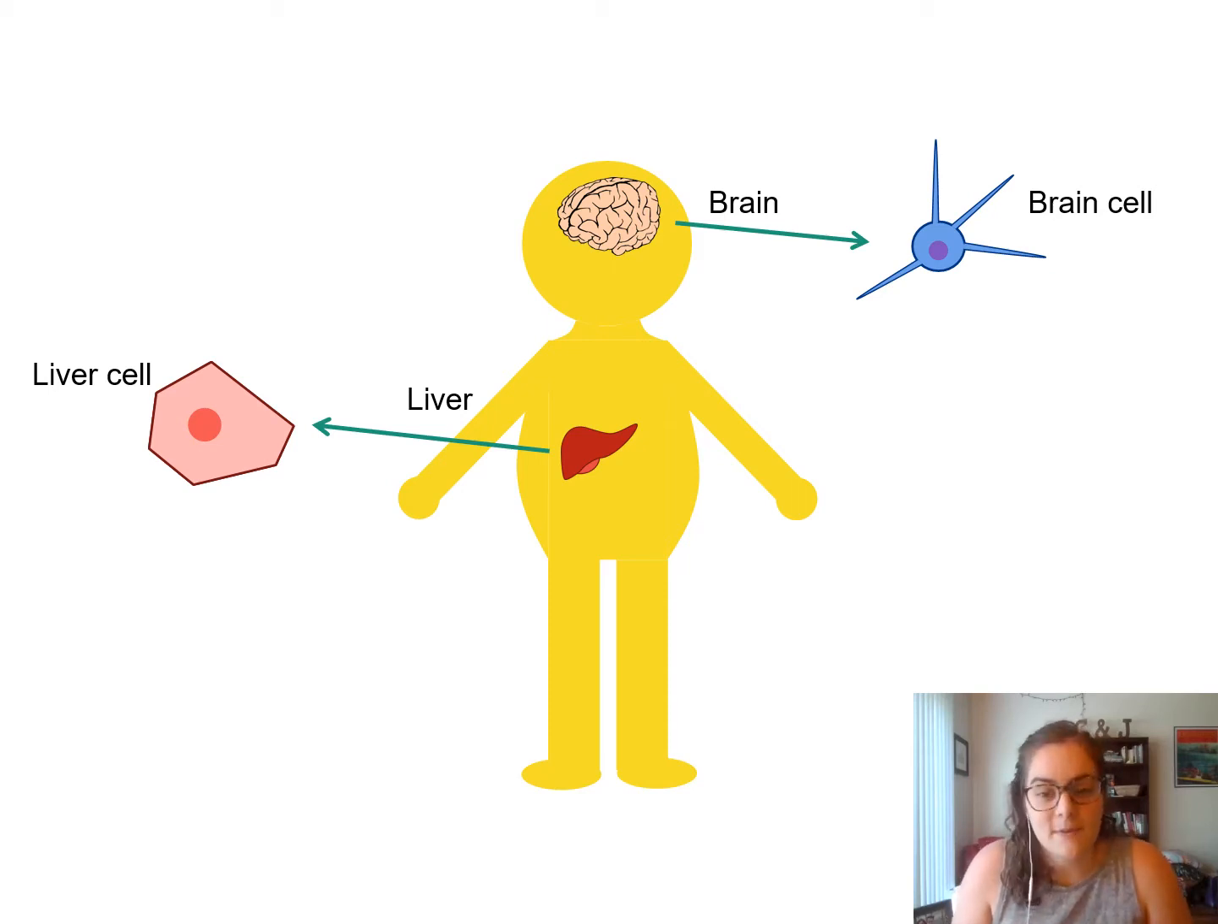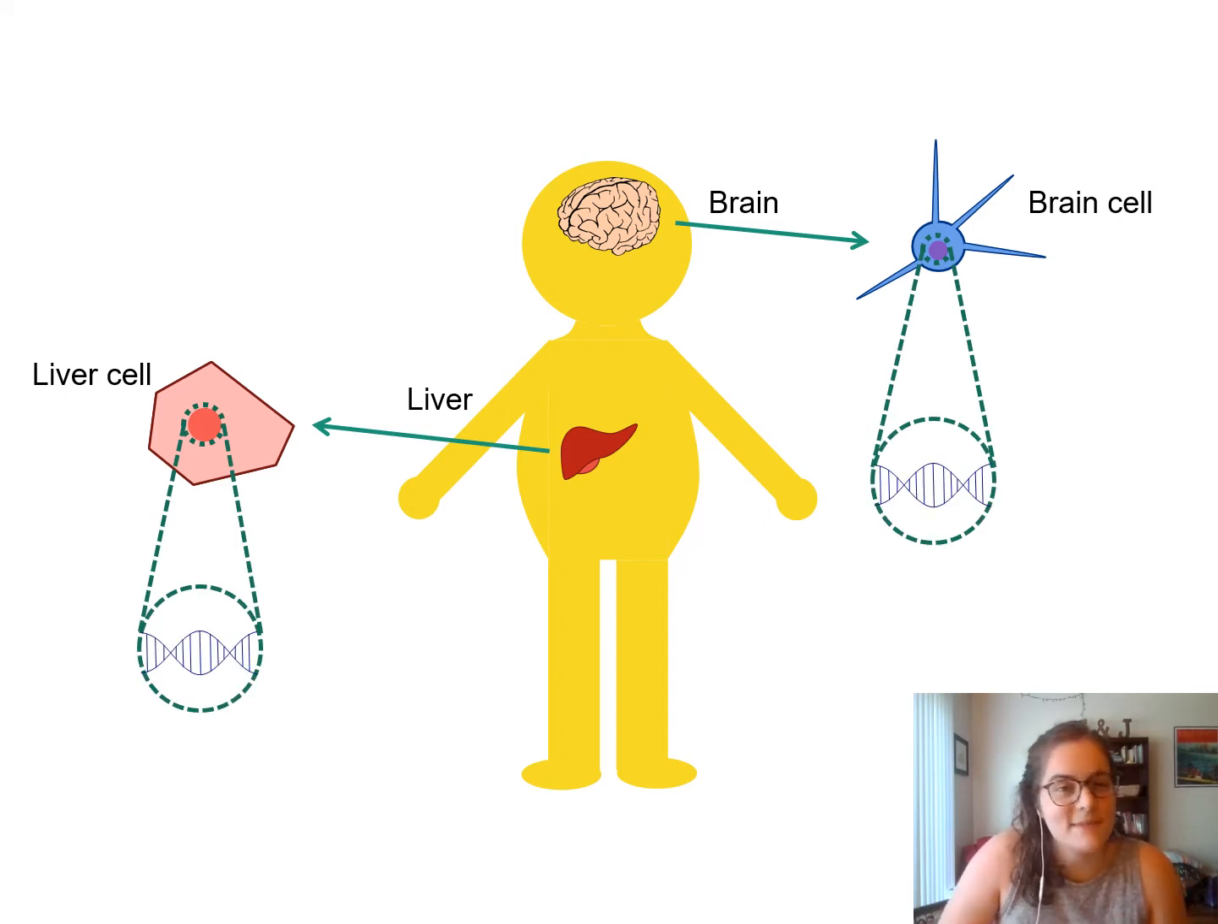But it might come as a surprise that if you zoom in even closer, they have the same DNA. Now, DNA is like a blueprint for those structures and molecules that these cells use to function. So how is it that two different cells would have the same blueprint? The explanation is that they actually use different parts of the DNA blueprint. And epigenetics is what controls what parts of the DNA are used in different cells.